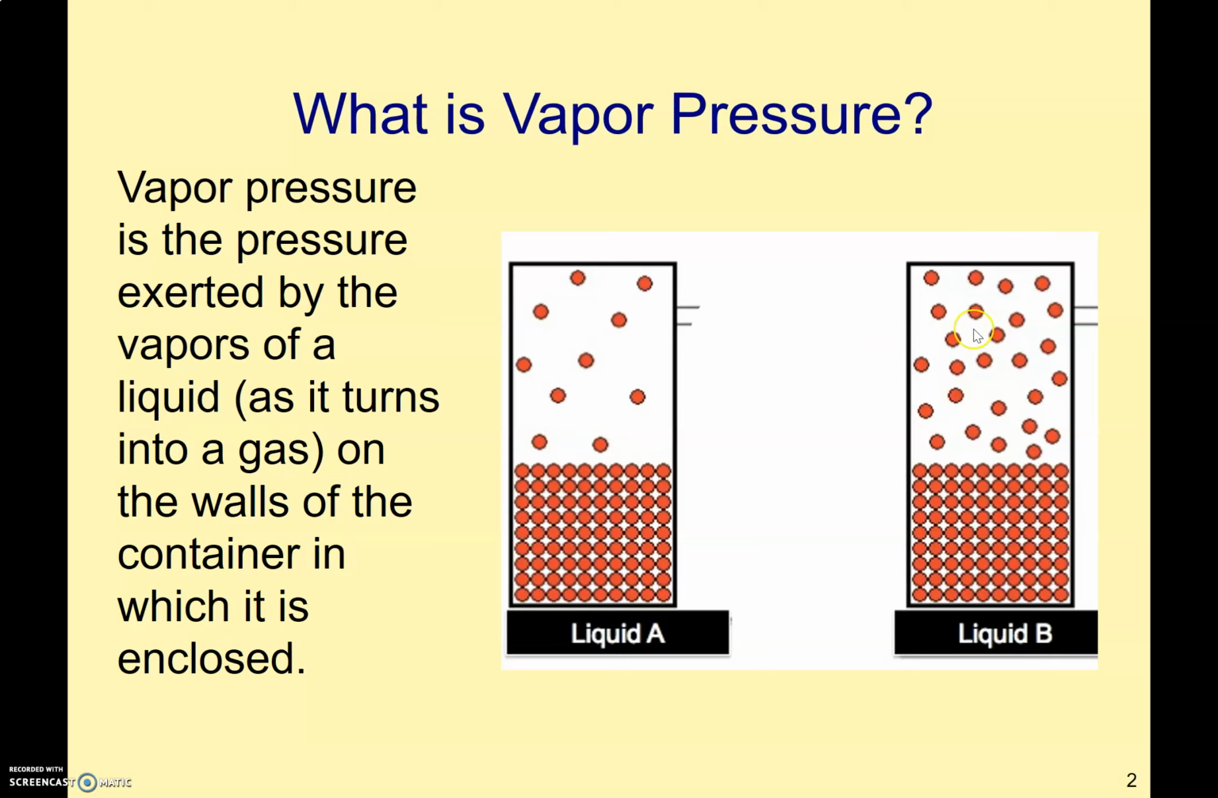And since there's more molecules of vapor, they're going to hit the wall more, so there'd be more vapor pressure created in this container by liquid B than in this container, which has fewer particles in the gas phase. So it would have a weaker vapor pressure, or a lower vapor pressure.